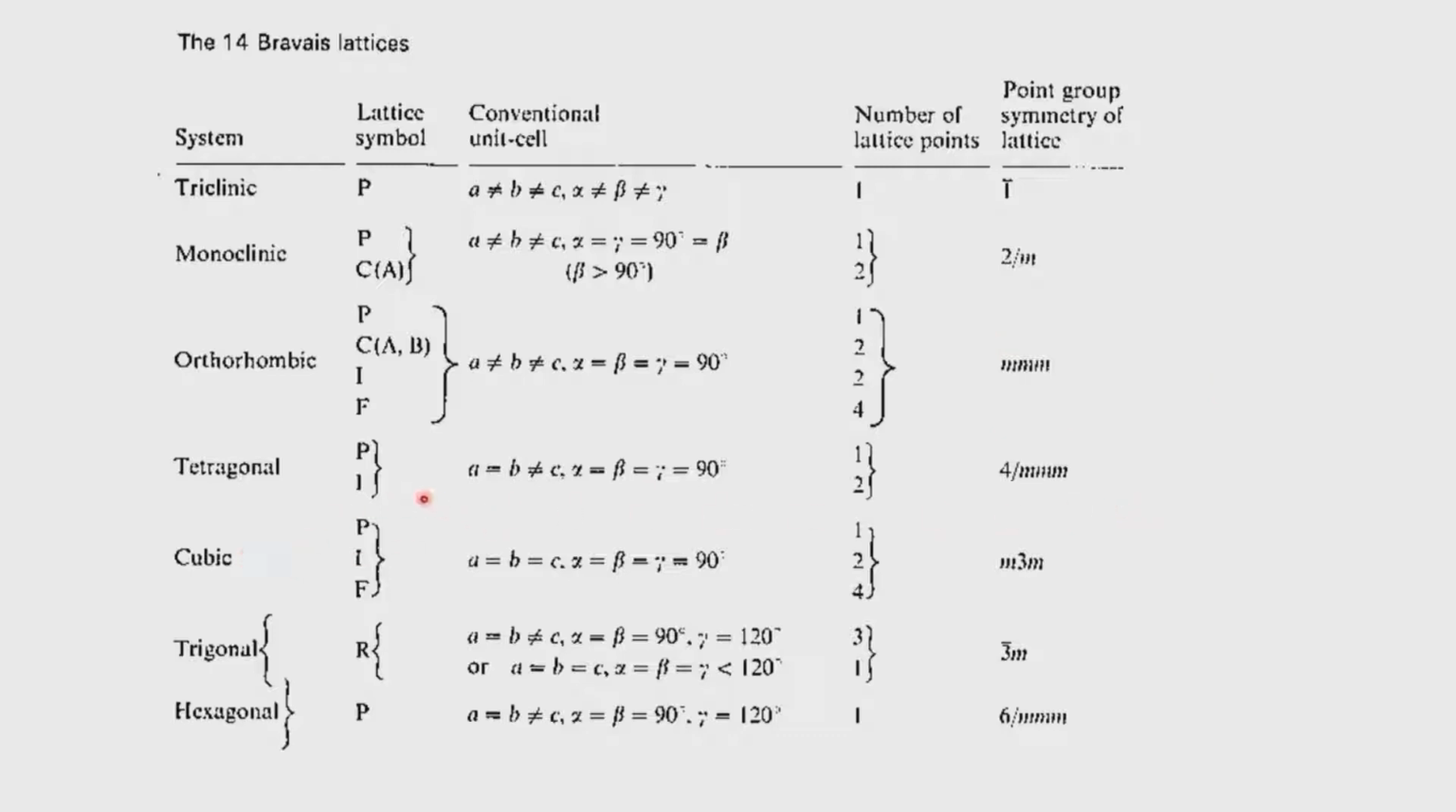Then we have the cubic system. We have the case of the cubic system as P, I and F, with 1, 2 and 4 lattice points, and you see the symmetry is m3m, that is the highest symmetry one can have, 4/m 3 2/m, with the mirror symmetry associated with it. So, m3m is the highest cubic symmetry we can have. 3 and 3 bar are possibilities, but m3m is the symmetry that is associated with the lattice.